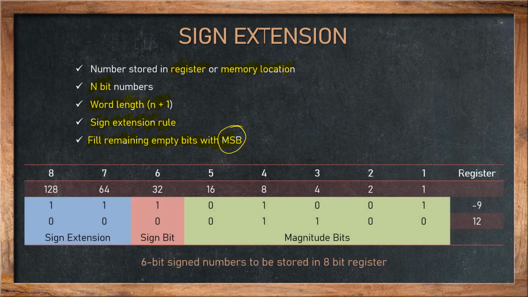Here we have one table. Let's understand this table. What do we want to do? Here we have two numbers. One is -9 and the second is 12. We have already stored these numbers in a 6-bit register. So here we have written the register locations 1, 2, 3, 4, 5 and 6. The 6th location will store the MSB, that is the most significant bit, and that will store the sign bit, right?